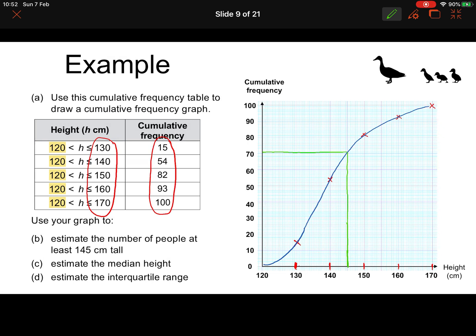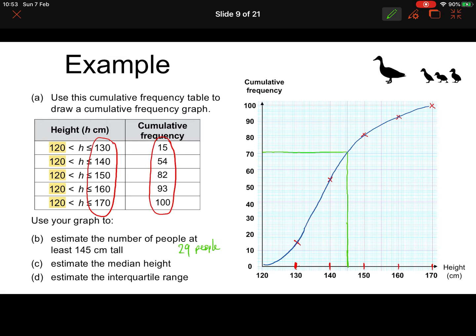Now you've got to be really careful. What this value is telling me is that 71 people are less than 145 centimetres tall. So the number of people we think are more than 145 centimetres tall must be 100 minus 71, which is 29 people. And if you said 70 or 72, you'd probably get the right answer as well, because your curve won't be perfect.